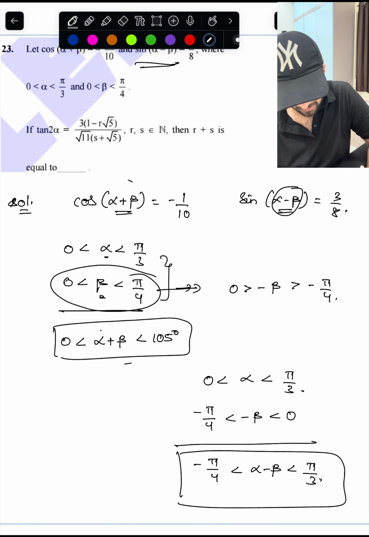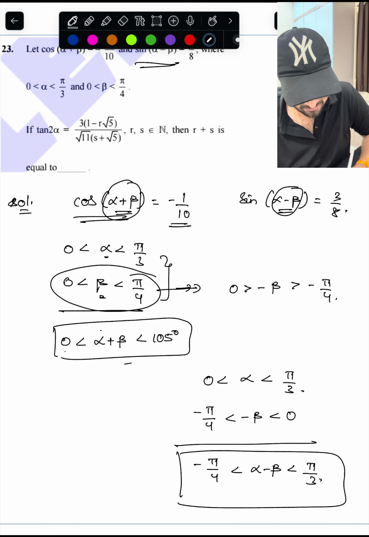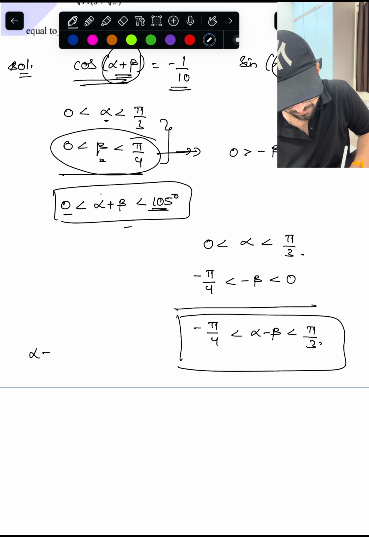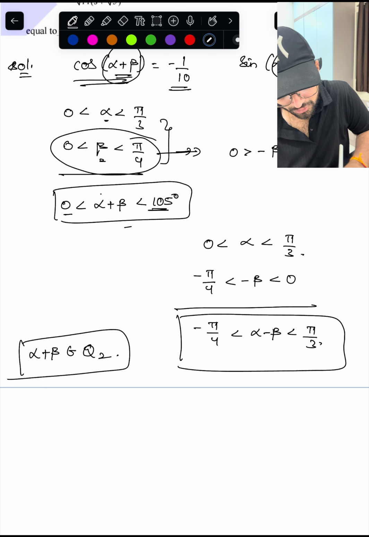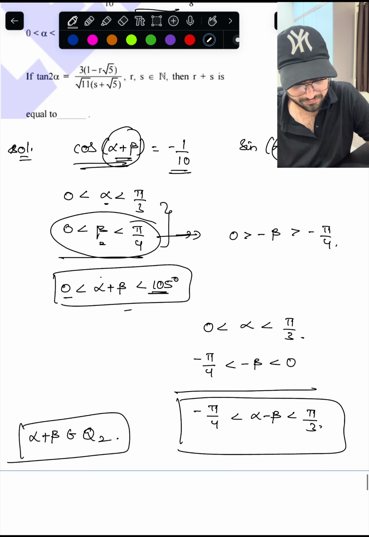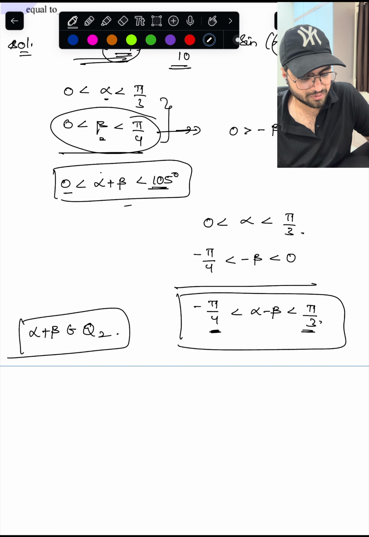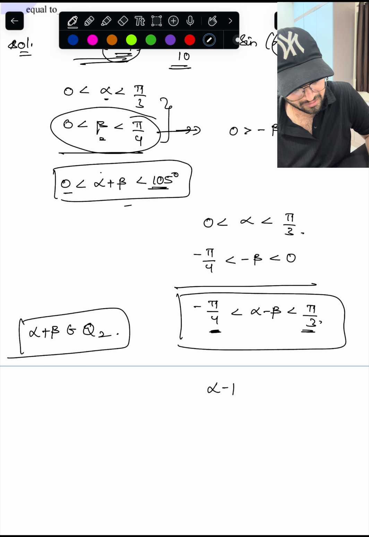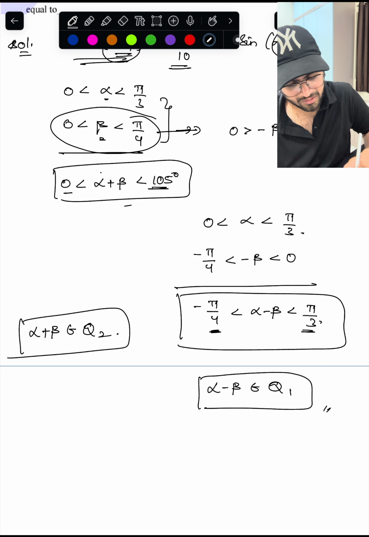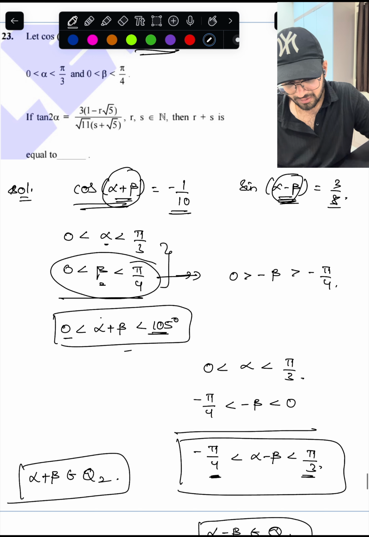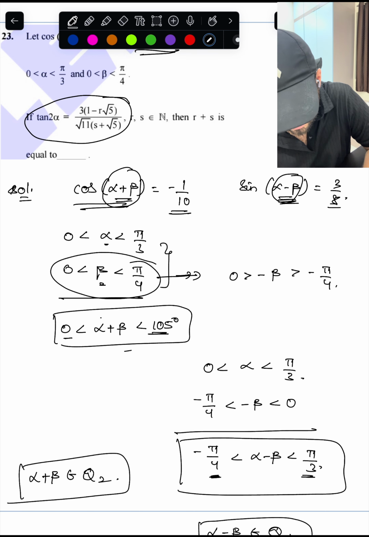But from here, as cos of alpha plus beta is negative and alpha plus beta can take from 0 to 105, definitely alpha plus beta belongs to second quadrant, Q2. Now here sin of alpha minus beta is positive and alpha minus beta can take from minus pi by 4 to pi by3, then definitely alpha minus beta belongs to first quadrant. Done? Yeah. So now let's come to this part, tan 2 alpha.